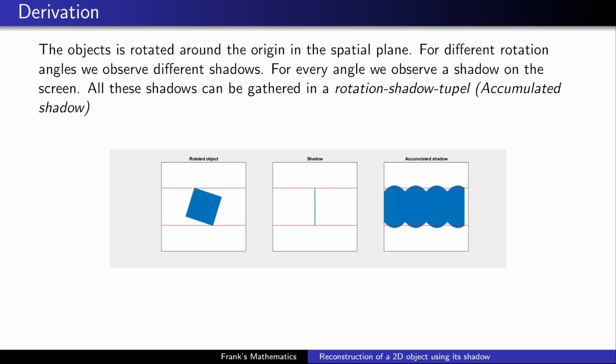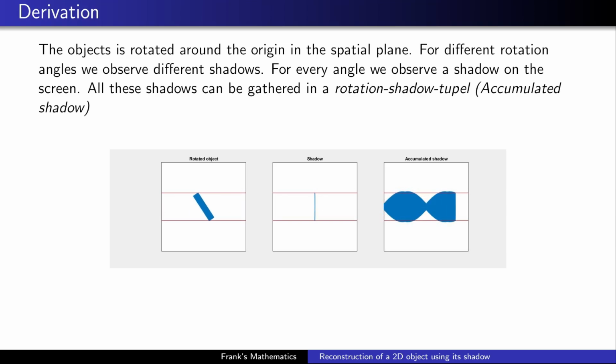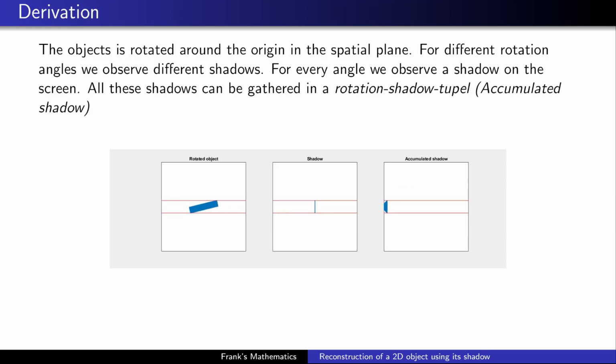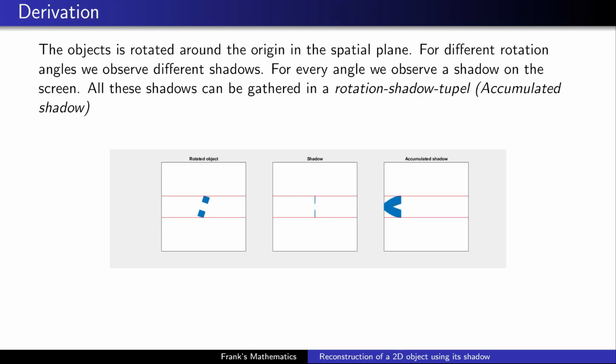For a square, you can maybe guess how this rotation shadow tuple may look. But let's go to a real rectangle. And you can see here, the result looks, of course, different from the one from a square, but it's not so intuitive. And things get more complicated if we look at, for instance, two squares rotating. You can see here we have a hole in the middle in the rotation shadow tuple, and this is, of course, not very intuitive.